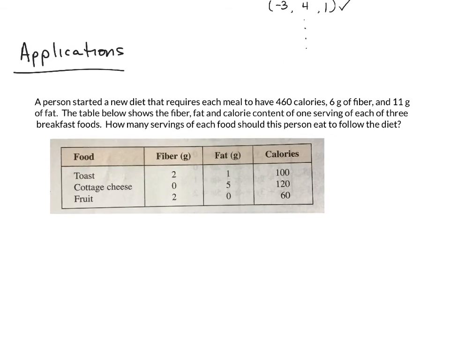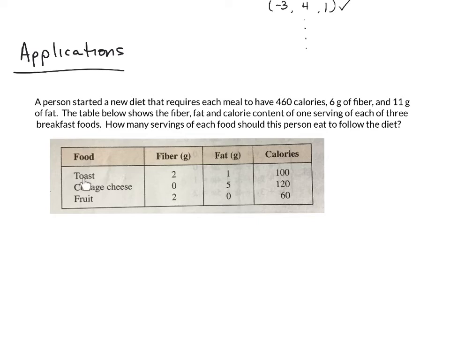Now an application problem. So we have a person that's started a new diet. Each meal has to have 460 calories, 6 grams of fiber, and 11 grams of fat. So this one is going to focus on breakfast. What can this person eat for breakfast? We've got toast, cottage cheese, and fruit. How many servings of each food should this person eat to follow the diet?